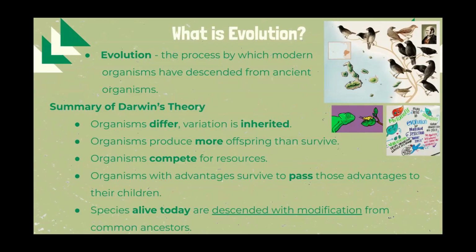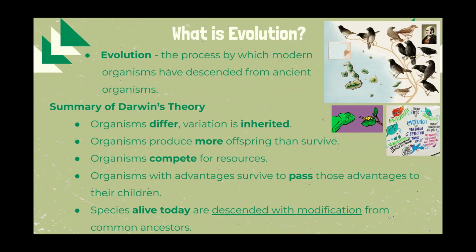Now, what is evolution? We're going to define it as the process by which modern organisms have descended from ancient organisms. And there are a couple summary points that Darwin had in his Origin of Species. The first thing is that we know organisms differ and that variations between those organisms are inherited from parents.